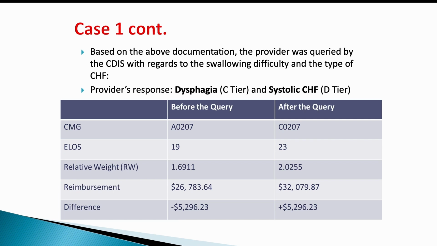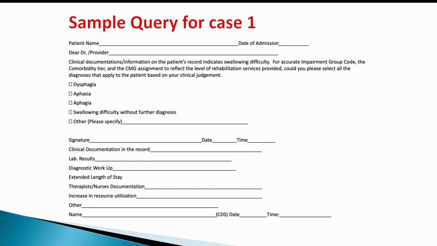ELOS before query is 19 and after query is 23. Relative weight before query is 1.6911 and after query is 2.0255. Reimbursement before query is $26,783.64 and after query is $32,079.87. Difference before query is negative $5,296.23 and after query is plus $5,296.23. Sample query for Case 1.